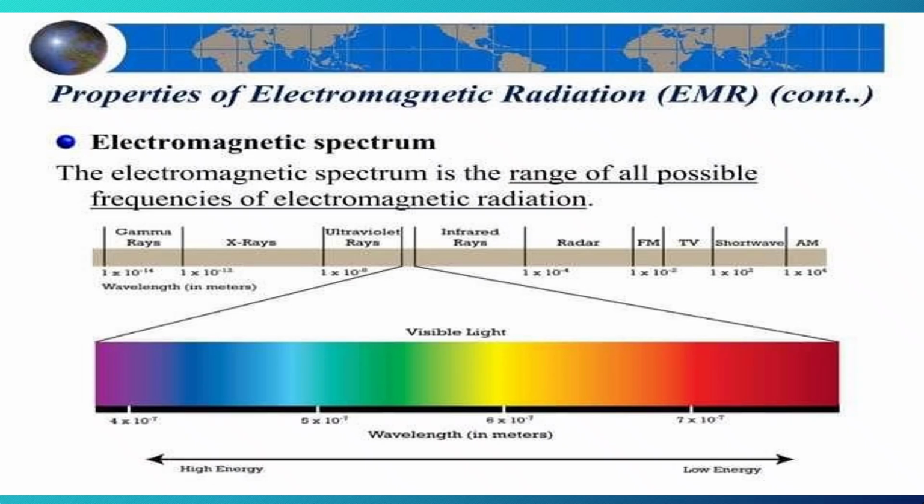This slide explains the electromagnetic spectrum, which is the full range of all possible frequencies and wavelengths of electromagnetic radiation. It includes gamma rays, X-rays, ultraviolet, visible light, infrared, radar, and radio waves. Visible light is only a small portion of the spectrum. Energy is higher at shorter wavelengths and lower at longer wavelengths. Remote sensing sensors use different parts of this spectrum to collect information about the Earth's surface.